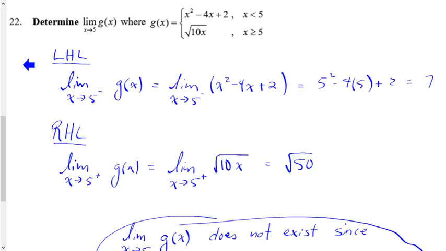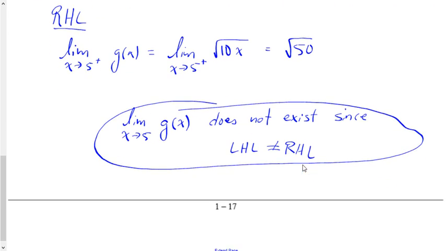Well, here you see my work. I did a left-hand limit, and for a left-hand limit I had to look where x is less than 5. So I used that quadratic expression, substituted the 5 in, and got the limit from the left is 7. From the right, I get 10 times x. If x is 5, I'm going to get the square root of 50, which is close to 7, but it's a little bit bigger. Left and right hand limits are not equal, so the limit as x approaches 5 of this g of x function does not exist.